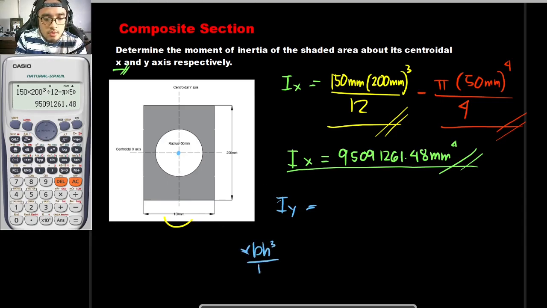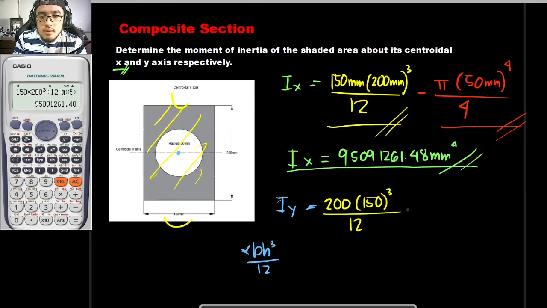bh cubed over 12. So this is for rectangles. But the thing is, we would be considering this axis right here. So your new base is equal to 200 and your new height is equal to 150. So instead of 150 times 200 cubed, it would be 200 times 150 cubed. So this is for Iy, divided by 12. So minus pi times 50 mm raised to 4 divided by 4.